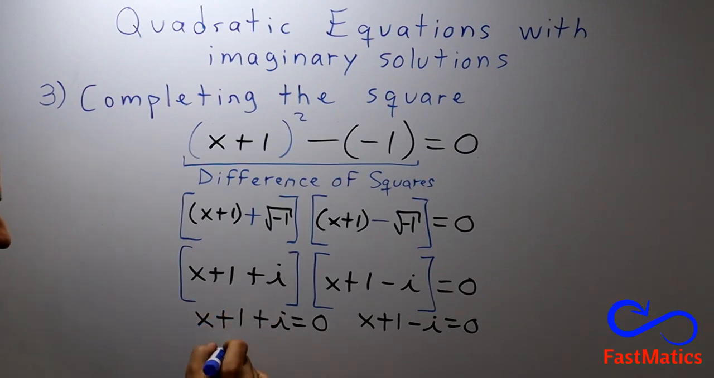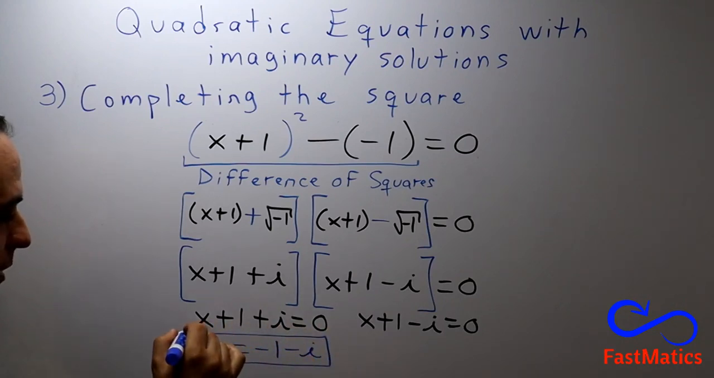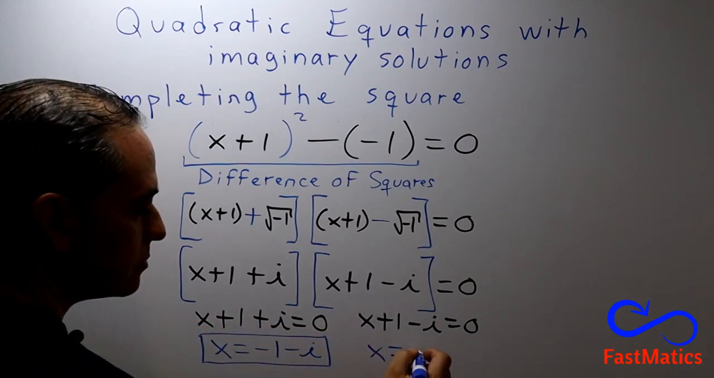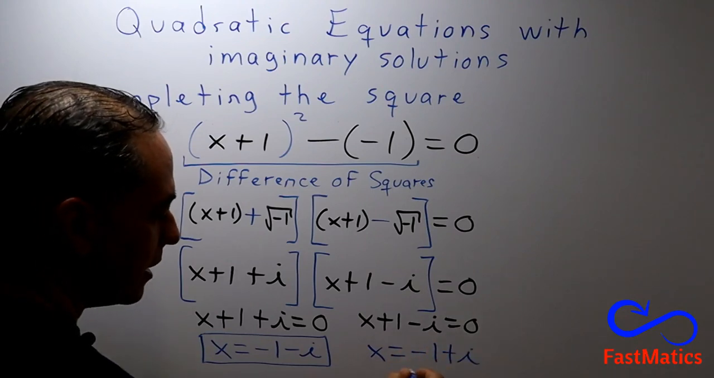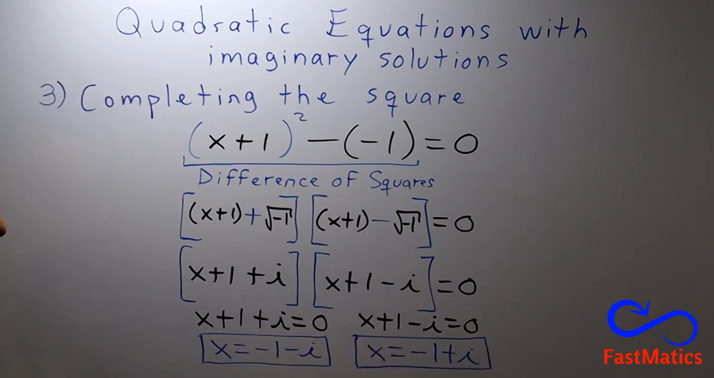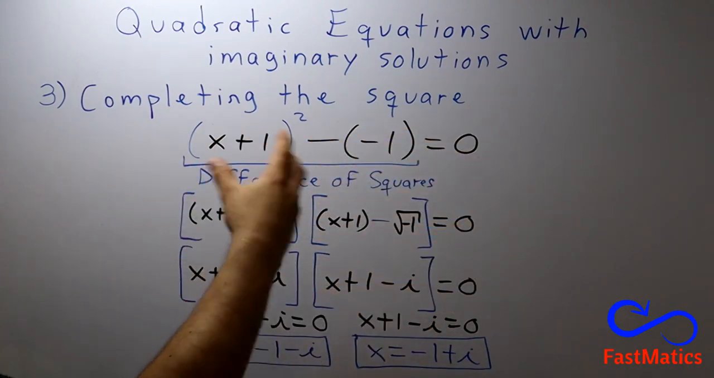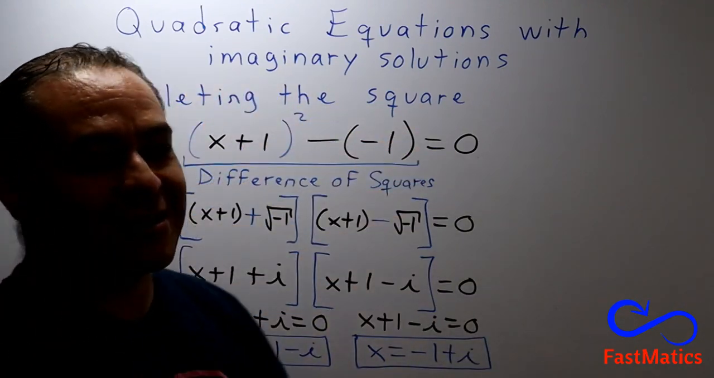And this is a very simple equation. X equals negative 1 minus i. And here x equals negative 1 plus i. You can also write negative i, negative 1, or plus i, negative 1. But that's the same. We have finished. That's the method of completing the square when you have imaginary solutions.